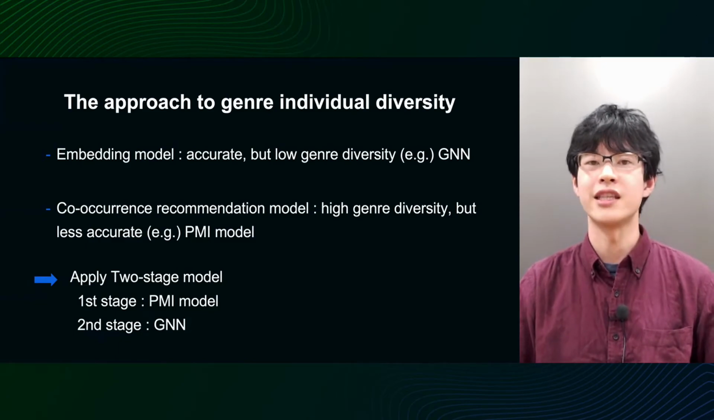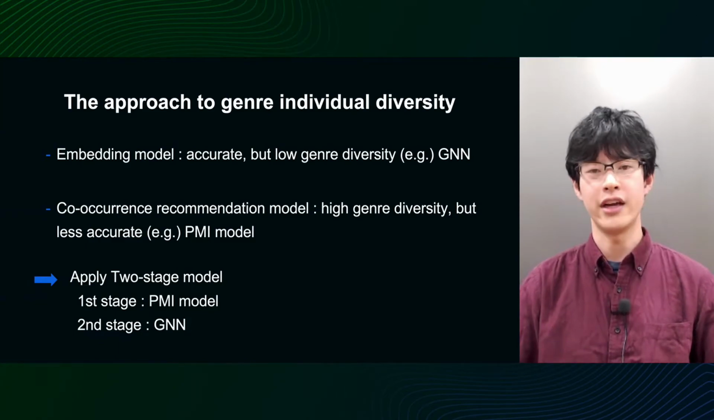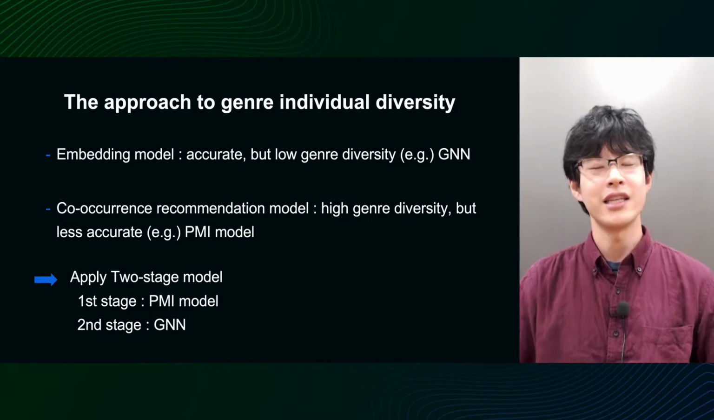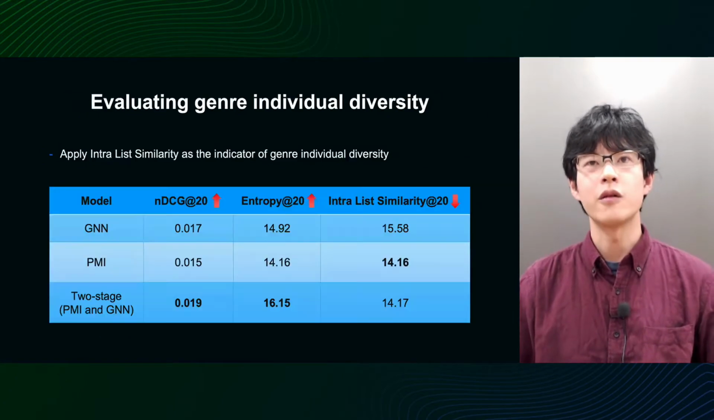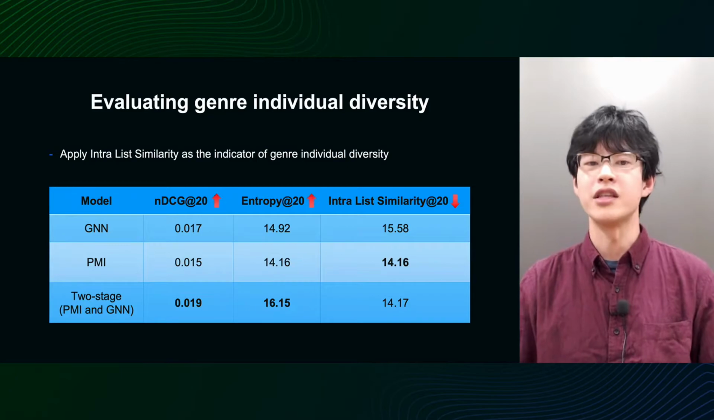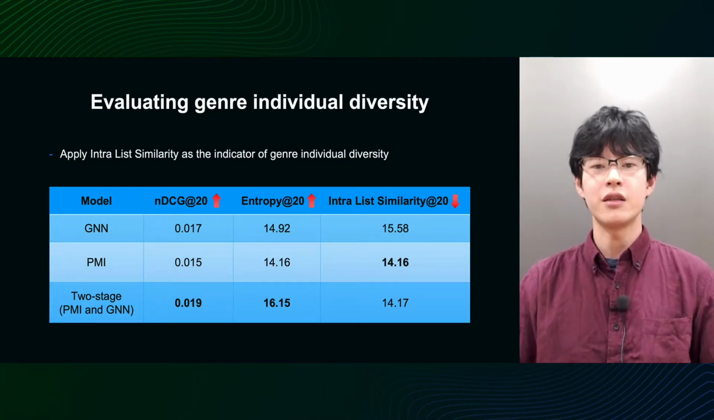Specifically, we use a model using co-occurrence information to roughly select candidate restaurants, and in the second stage, we use an embedding model to rank them in more detail while taking into account the restaurants from the first stage. Now, let me show you the result of the experiment with this model.